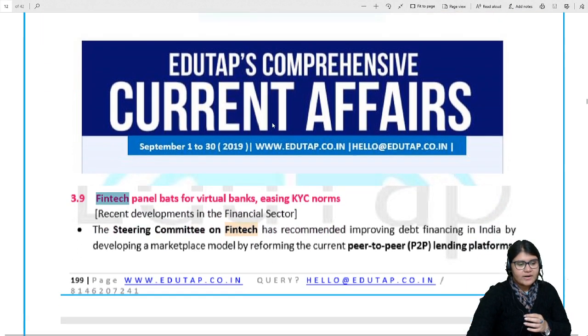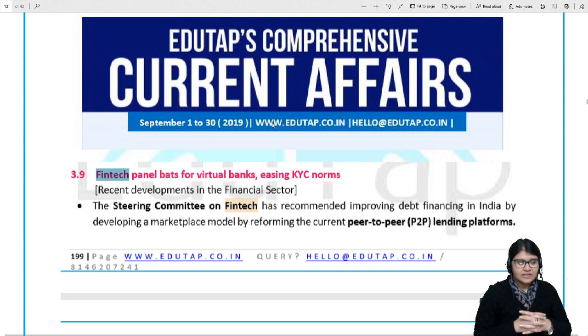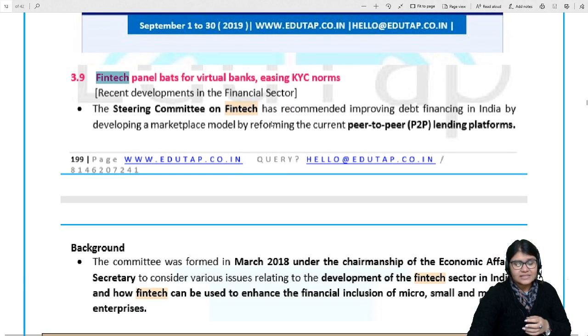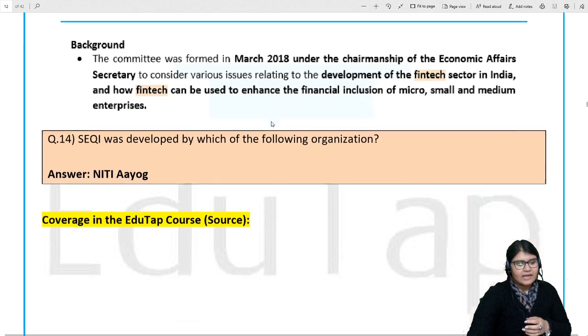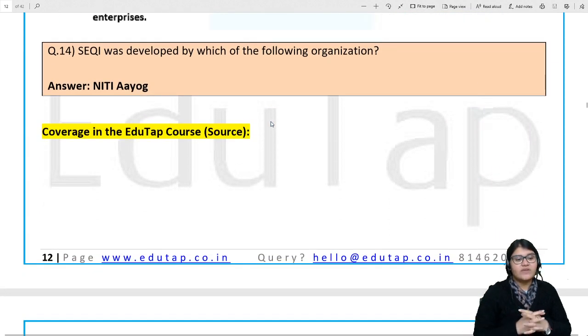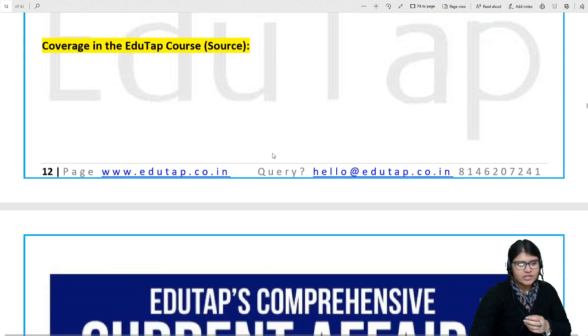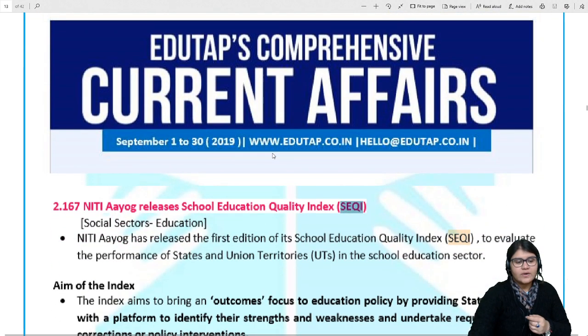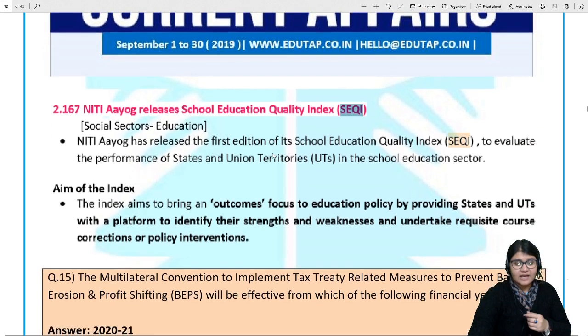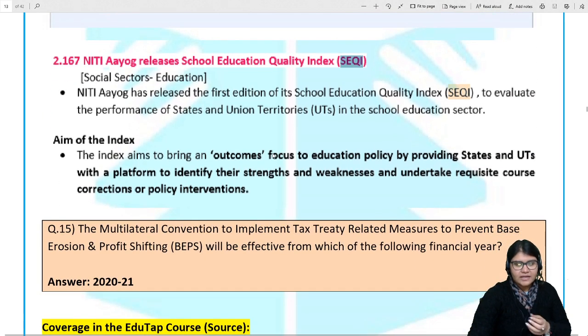So this was covered in the September month Current Affairs magazine, and you can see the title also, Fintech Panel Bats for Virtual Banks, Easing KYC Norms. Next, SEQI was developed by which of the following organizations? It is Niti Aayog. Very simple. This was in the news, and we had also covered this in the September monthly Current Affairs magazine that we provide. Very clearly, the heading itself says it all: Niti Aayog releases School Education Quality Index.